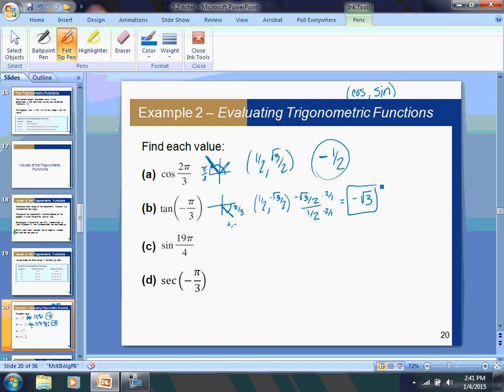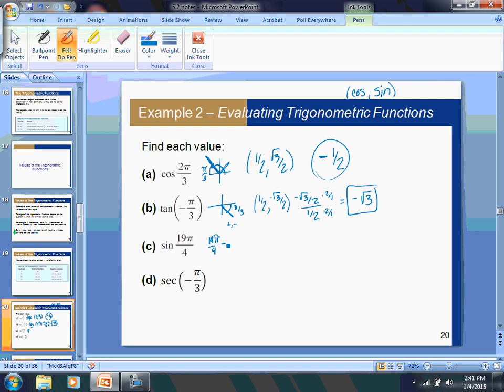Okay, for part C, now I have sine of 19 pi over 4. Now remember, in the previous sections of notes, we've talked about how you can take those big radian measurements and subtract 2 pi to get them down to their smallest amount. So I'm going to take 19 pi over 4, and I'm going to subtract 2 pi.